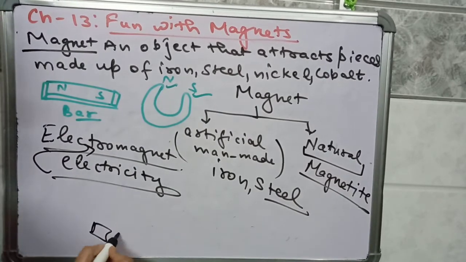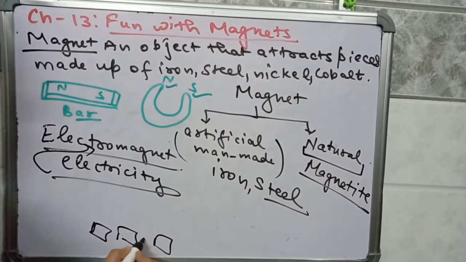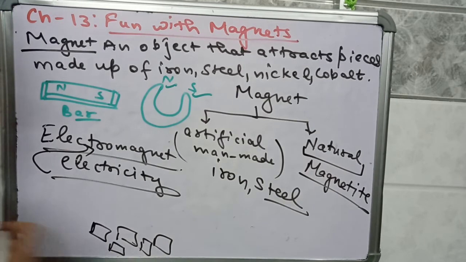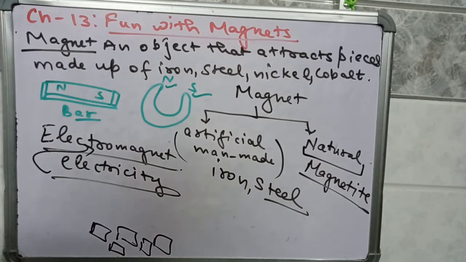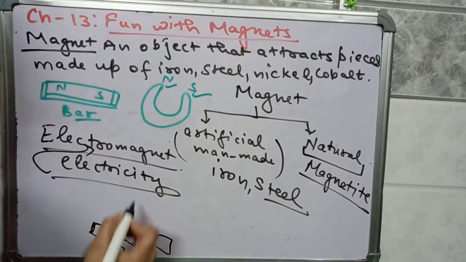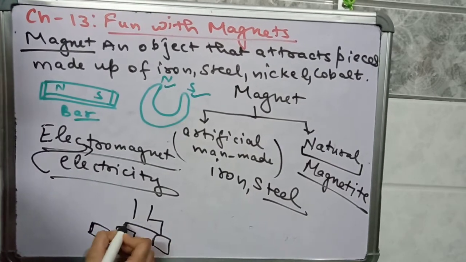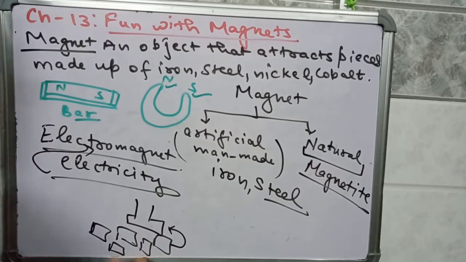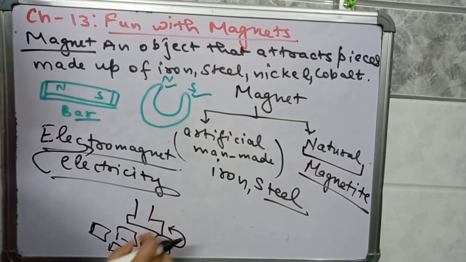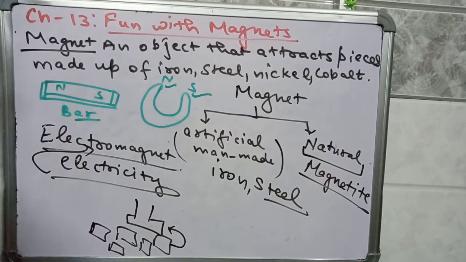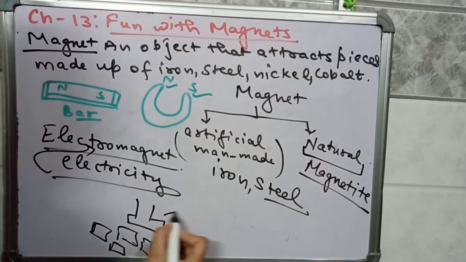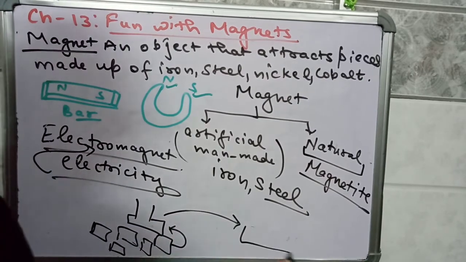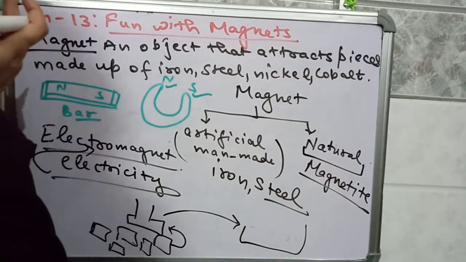For example, there is a heap of garbage present here, and in that heap some iron articles and steel pieces will be there. So when the electromagnet comes over this heap of garbage, this electromagnet will attract the pieces of iron and steel. Then it will be turned to the other place. Then electricity will be switched off.